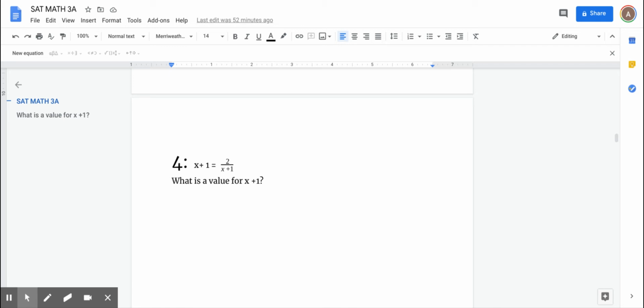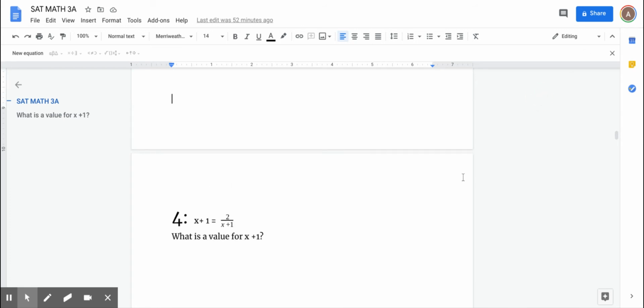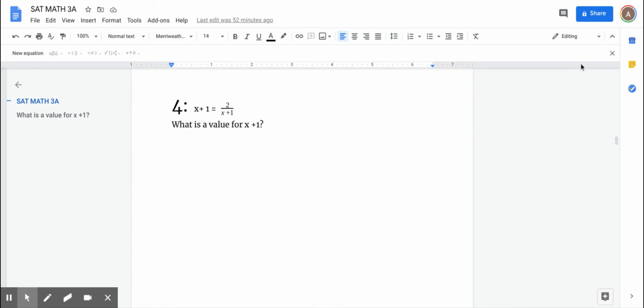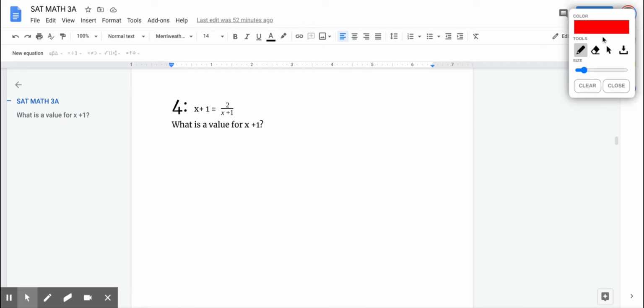X plus 1 equals 2 divided by x plus 1. What is the value for x plus 1? Okay, so let's pause the tape for a minute. Okay, and get the marker. Let's lift that back up. And let's use a different color. Use blue.